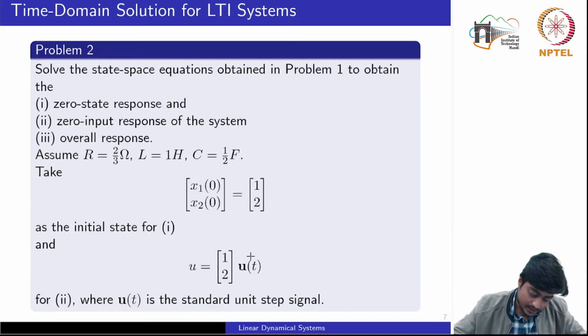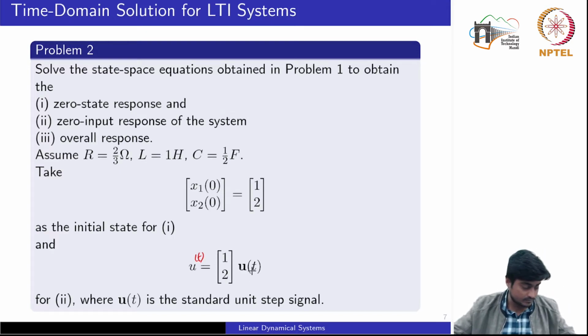We are supplying a specific input to this system, where the input is given by 1 and 2 multiplied by a standard unit step signal, which means that on the left hand side we should have u(t) also. So this input is applicable starting from t greater than or equal to 0 only. Before that the input is 0.